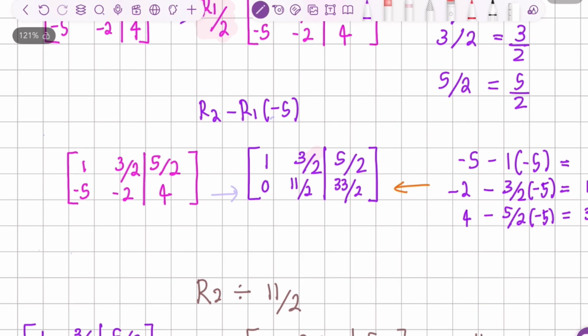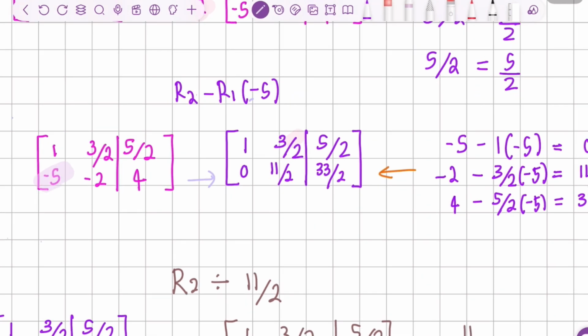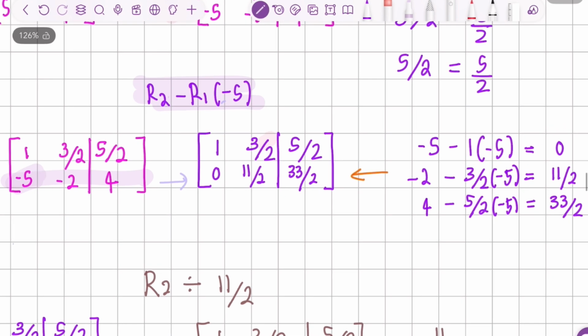Next, you have to change this negative 5 to 0 using this formula for this row. So row 2 minus row 1 multiplied by negative 5. So row 2 negative 5 minus row 1, which is 1, multiplied by negative 5, you get 0. And then negative 2 minus row 1, which is 3 over 2, multiplied by negative 5. You get 11 over 2.